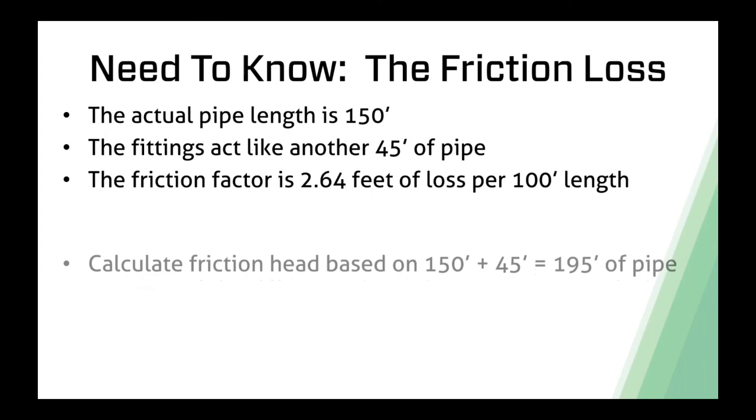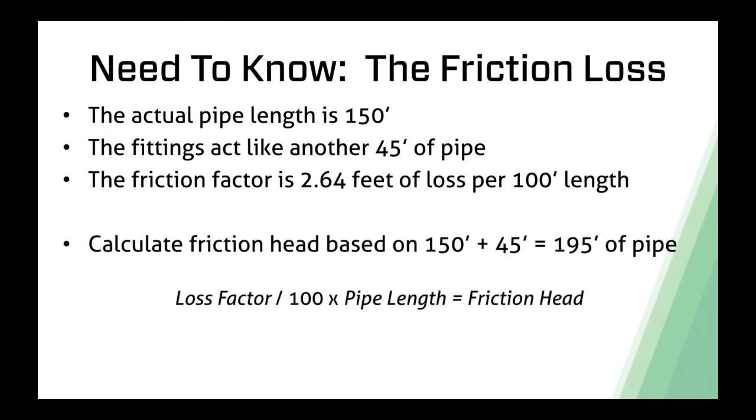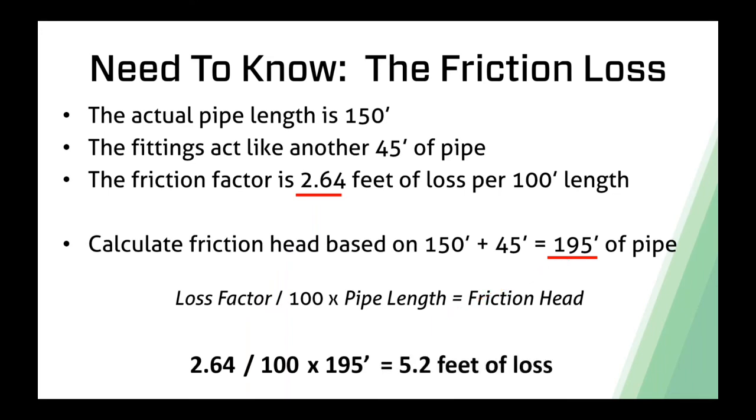So going back to that general formula, we're going to take the loss factor, divide it by 100, and multiply it times the total pipe length that we need, which is going to be 195 feet. And that's going to give us the friction head. So 2.64 is our loss factor. Divide it by 100. Multiply it times that 195 feet. And what we find is that we have a friction loss in this application of 5.2 feet.